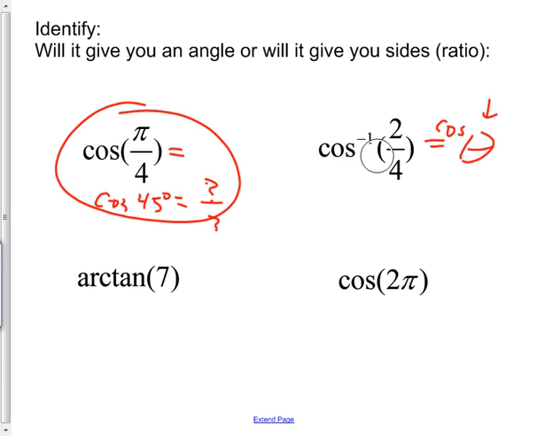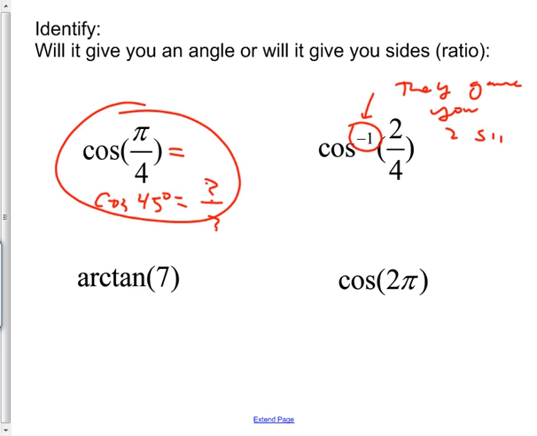Anytime you see this, they are giving you two sides. Okay? They've given you the sides and they want to know what the angle is. That's kind of an important thing I just said. Anytime you see this, they gave you two sides right here.